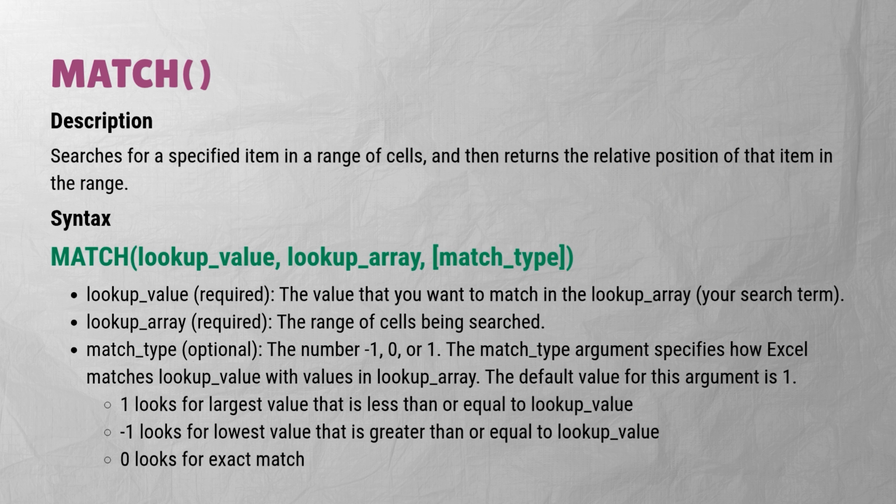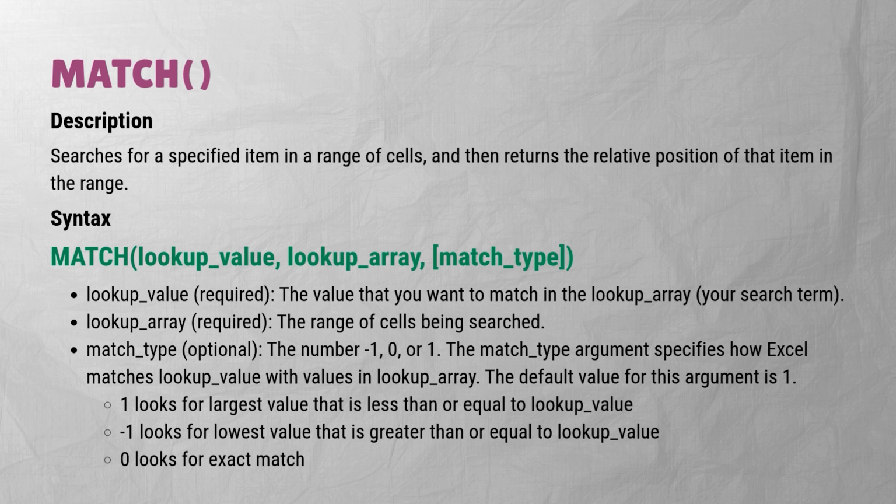Match searches for a specified item in a range of cells and then returns its position. It's usually, at least it used to be, really popular to combine index and match as a replacement for VLOOKUP, but essentially since we got XLOOKUP, this is no longer the case really, but match can still help you when you're searching for the location of something. So there are some use cases for it.